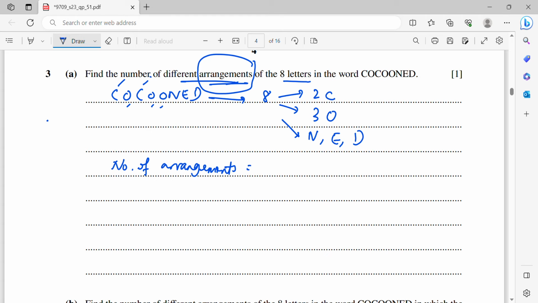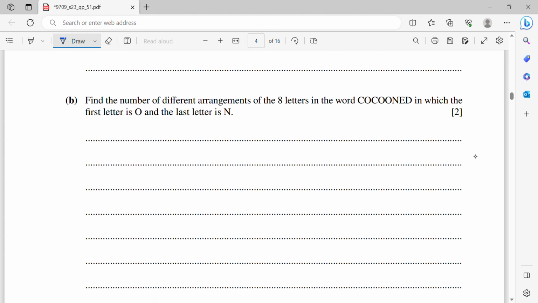Since we are arranging all 8 letters, the working is 8 factorial. But out of 8 letters, there are 2 C's, so 2 factorial in the denominator and 3 factorial for the O's. Okay, therefore, you will be getting 3360. Now B, find the number of different arrangements of the 8 letters in the same word, in which the first letter is O and the last letter is N.